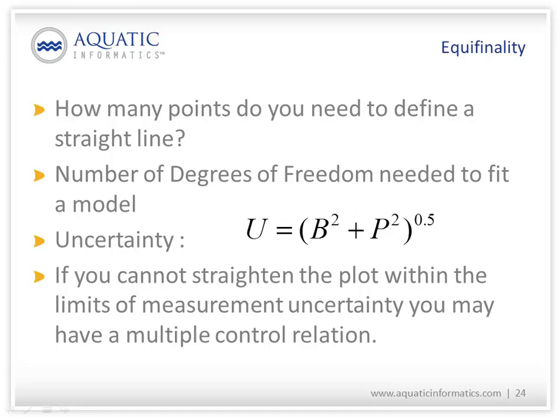But sometimes, even when you have a very large number of measurements, you cannot straighten the plot within these limits of measurement uncertainty. Sometimes you will see some sort of pattern in the residuals in the shift diagram. And that may mean that you've got a multiple control situation where you need a more complex model, where it's not a simple single segment rating curve, but you might have a multiple segmented rating curve. We'll talk about that next.